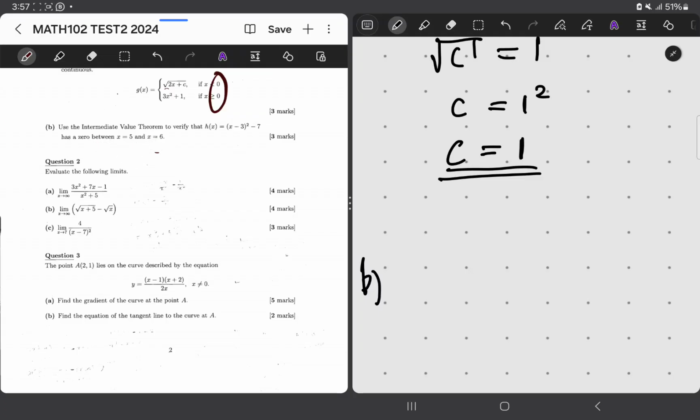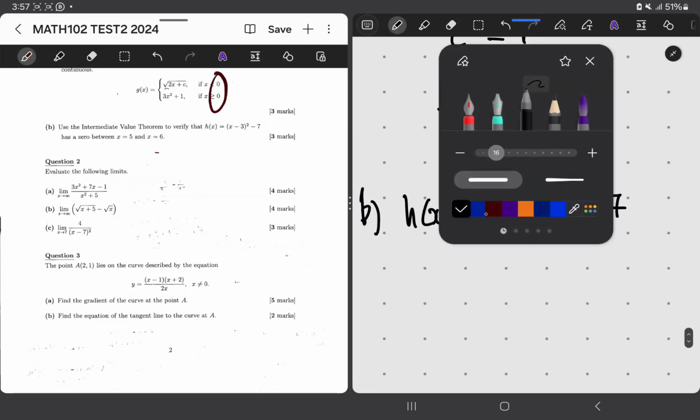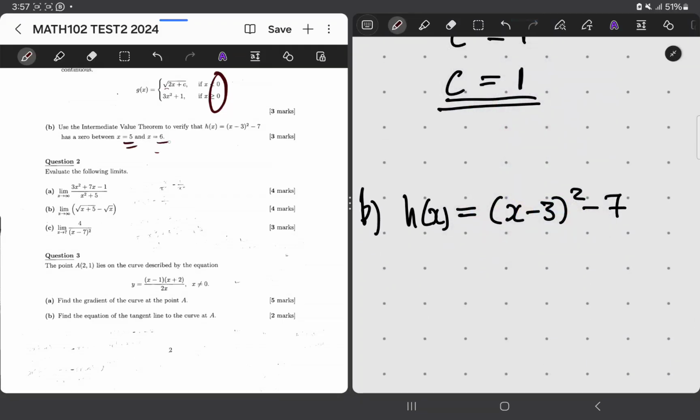What is our h of x? Part B, we're going to say h of x is going to be (x minus 3) squared minus 7. So what are you going to do? You're going to put, we have x equal to 5 and we have x equal to 6. Sometimes they'll write it as from 5 up to 6. The interval 5 to 6 is the same as saying between x equal to 5 and x equal to 6. This is the same as saying in the interval [5, 6]. Okay, you still have x equal to 5 and x equal to 6.